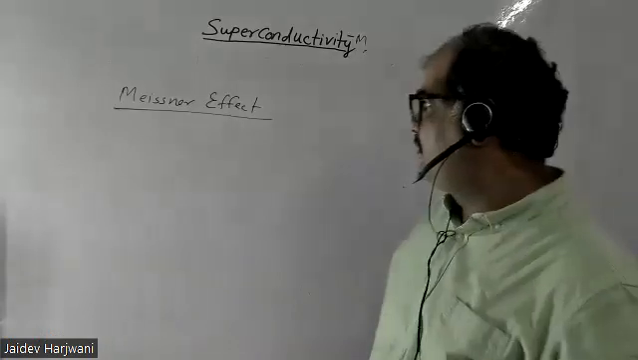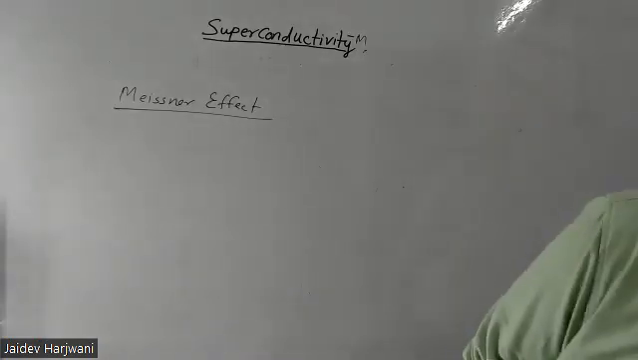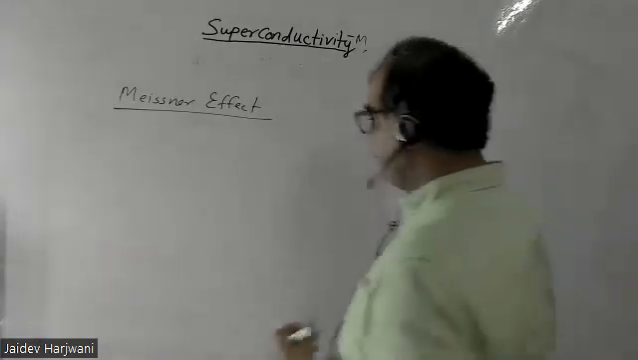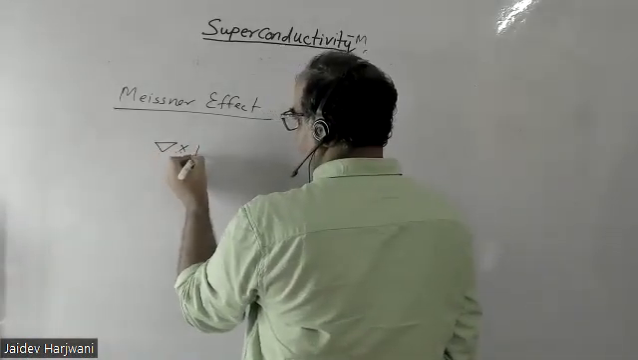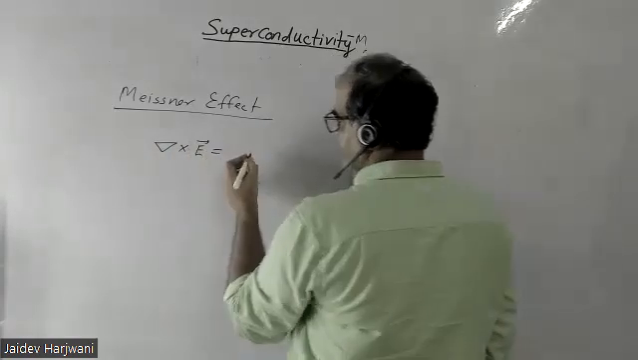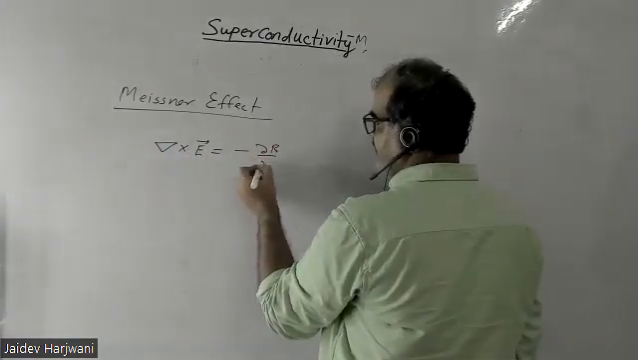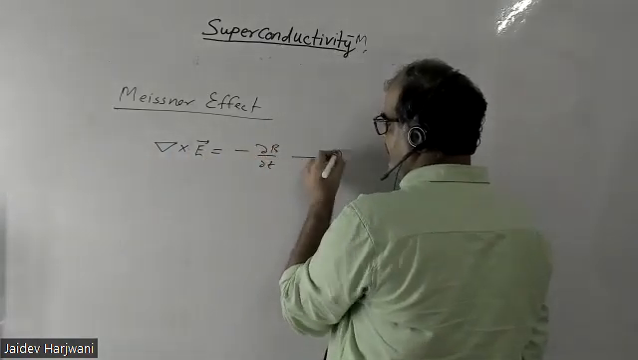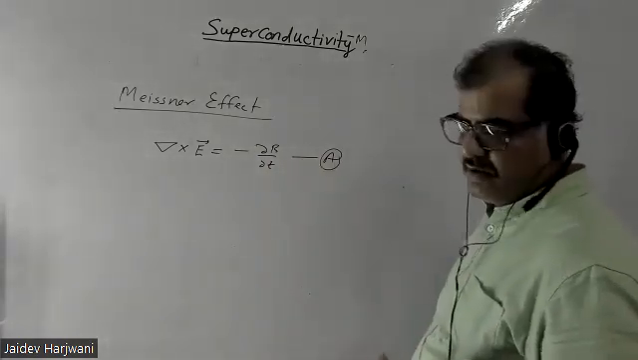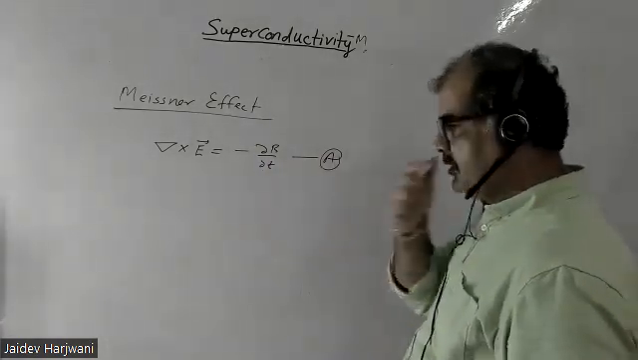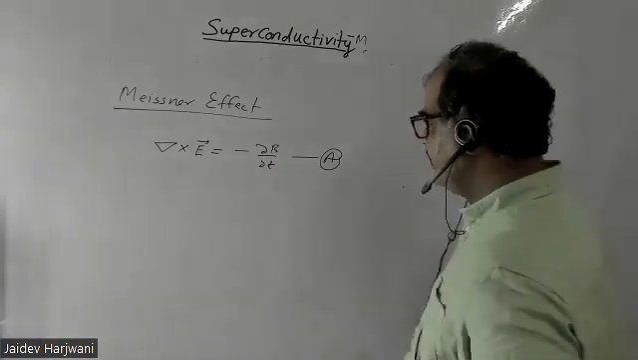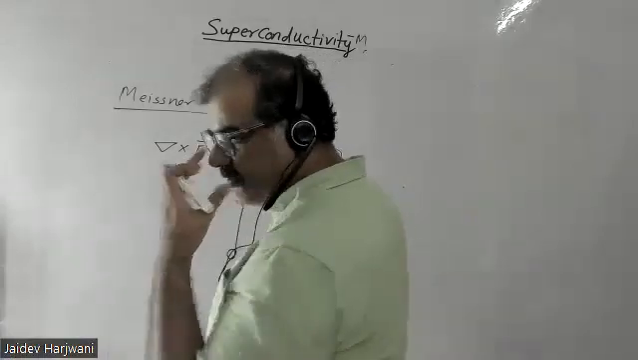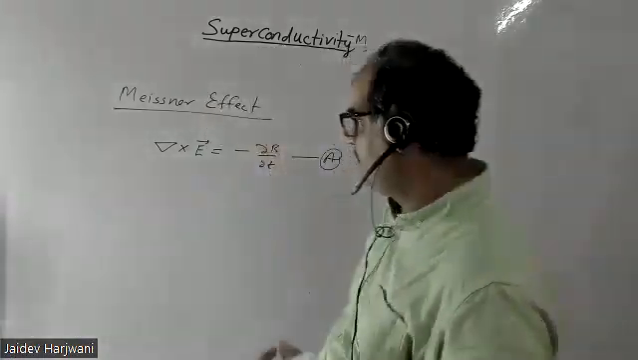Okay, now let me write some Maxwell equations. Maxwell equation says del cross E equal to minus del B upon del T. Say this equation A. This equation is your Maxwell third law, the Faraday law. This says about the integral of E dot dl, your electromotive force.